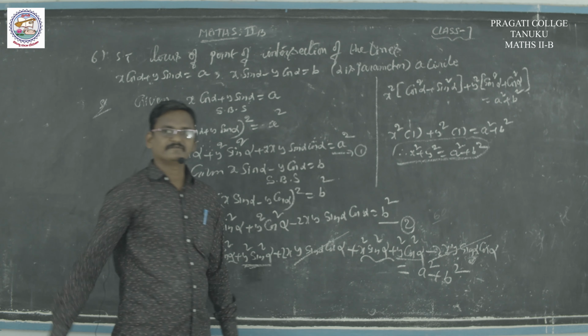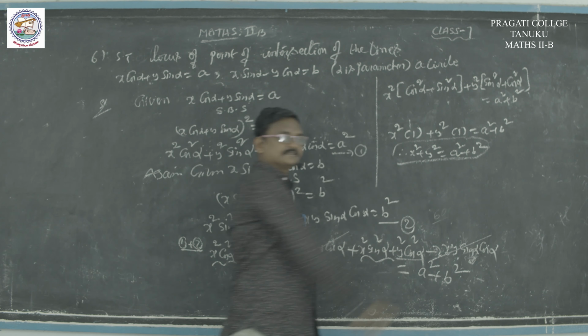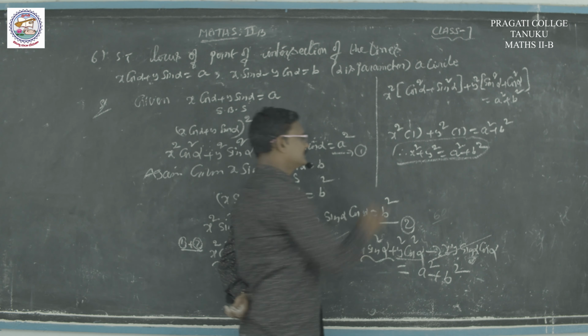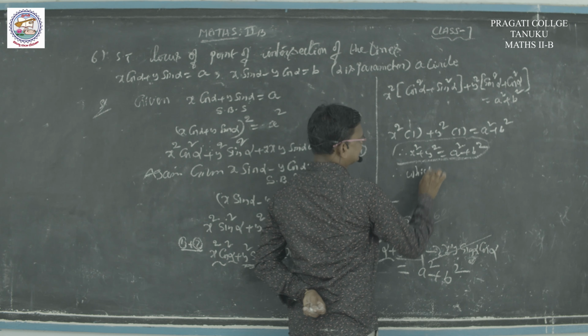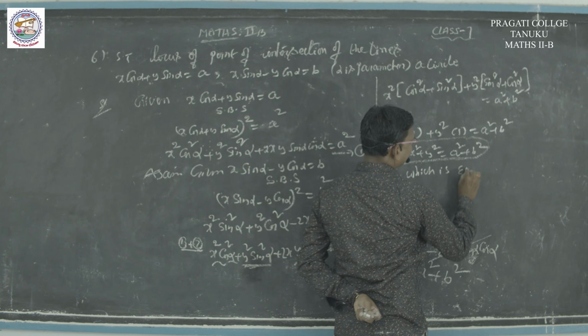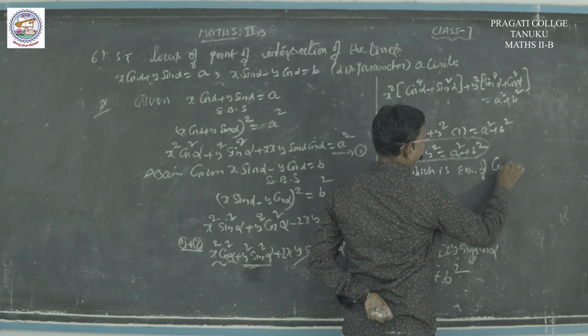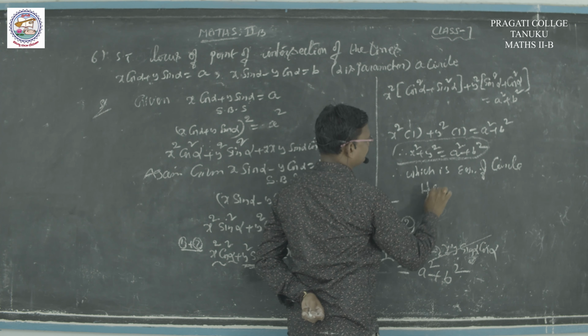So it is a circle. Why? Because x square is there, y square is there, and those coefficients are the same. So therefore, this is the equation of a circle. Hence proved.